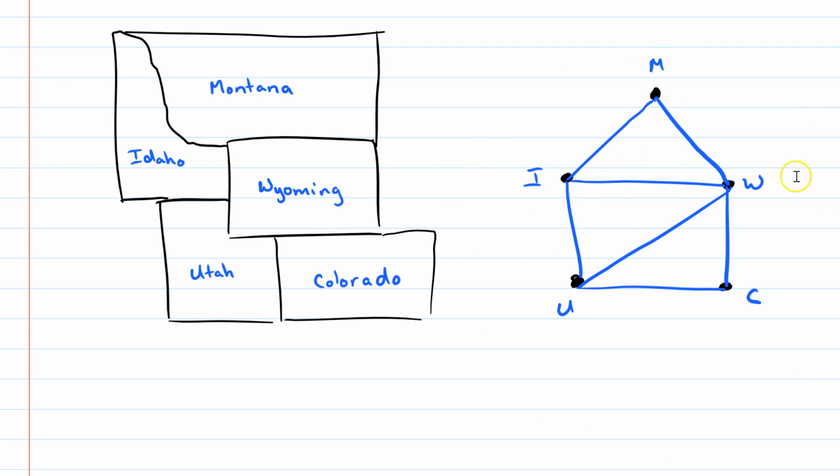I can look at this graph and see that Montana and Colorado don't share a border. I would have to go through either Wyoming to get to Colorado, or through Idaho and Utah, or Idaho and Wyoming, to get to Colorado. But I can see which states share borders using this picture. It's a much simpler picture to look at than the picture of the actual states.